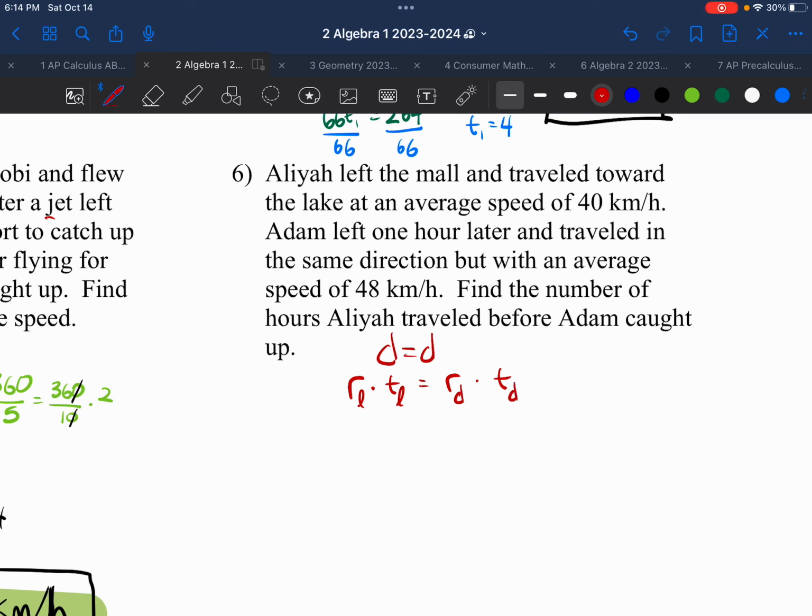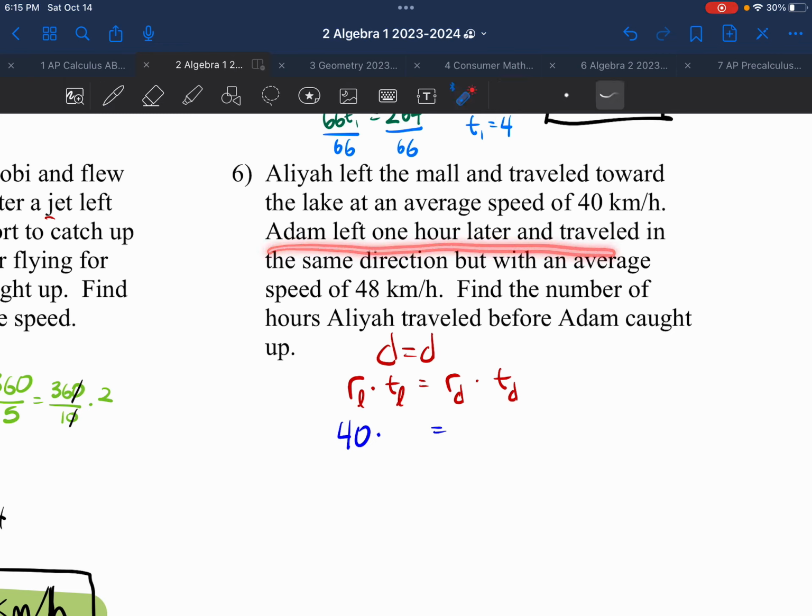Okay, let's see what information we can automatically just fill right into our equation. So let's read. Aaliyah, that's going to be L for Aaliyah. She's leaving the mall and traveling toward the lake, and here's a speed. The speed is 40 for Aaliyah's rate. So 40 is Aaliyah's rate. I can immediately plug in 40 down here. 40 times something is equal to something times something. What else can we plug in?